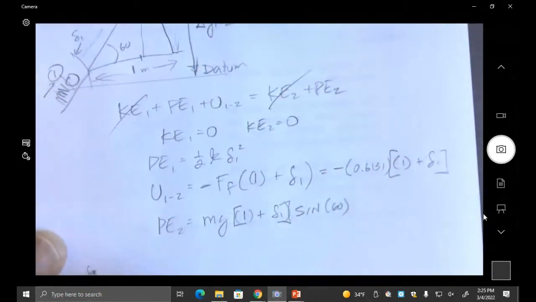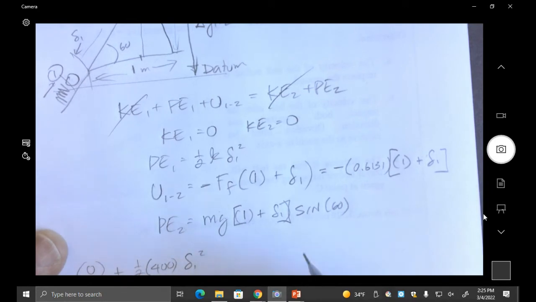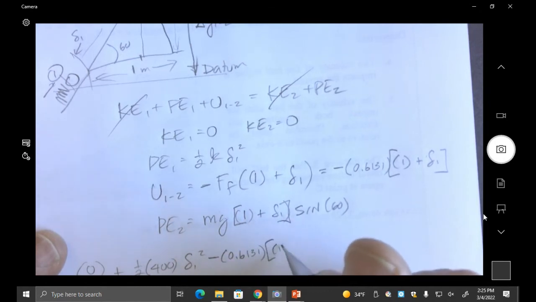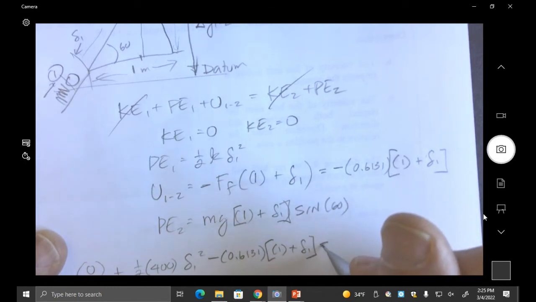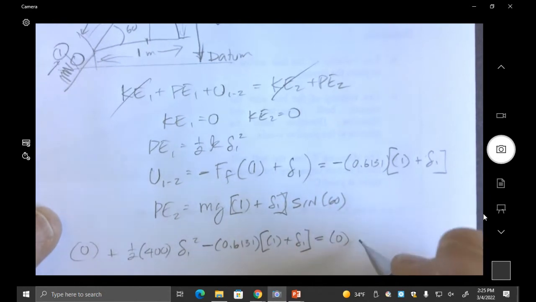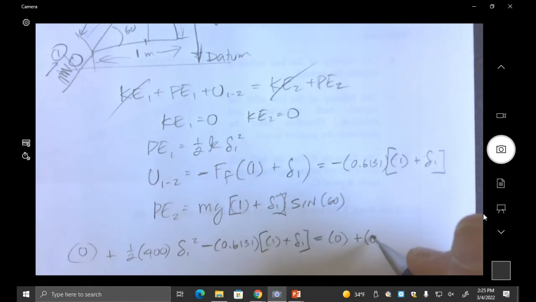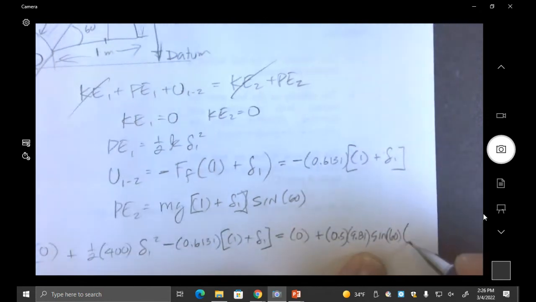So you can plug all those in. 0 plus 1/2 K is 400 del 1 squared minus 0.6131 times 1 plus del 1 equals 0 plus 0.5 times 9.81 times sine of 60, and then 1 plus del 1.